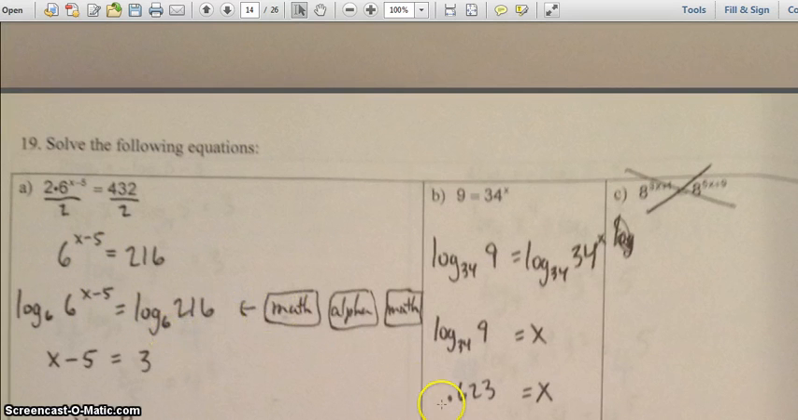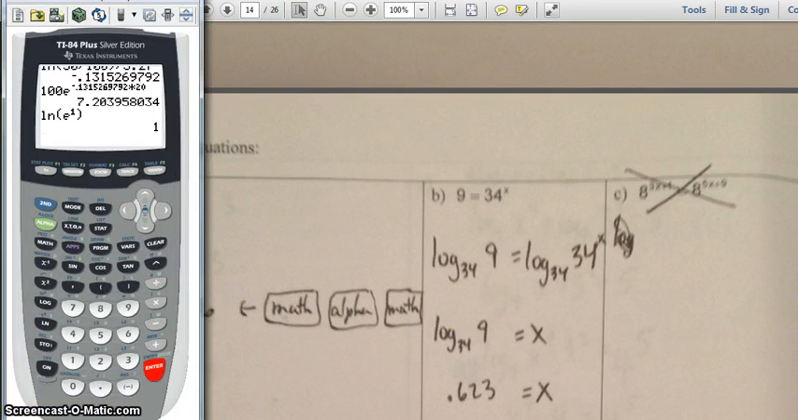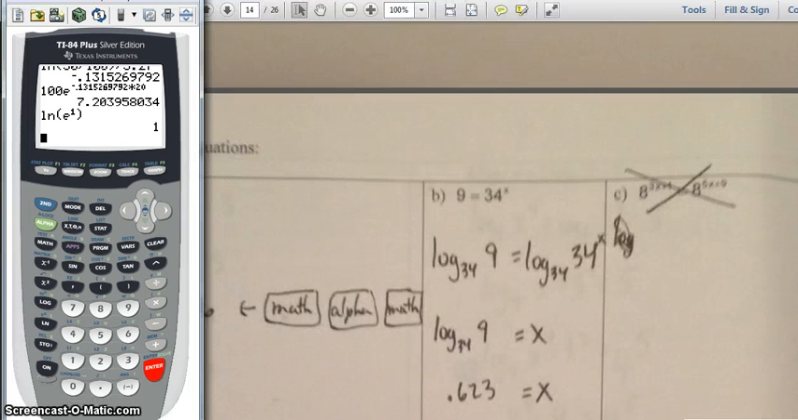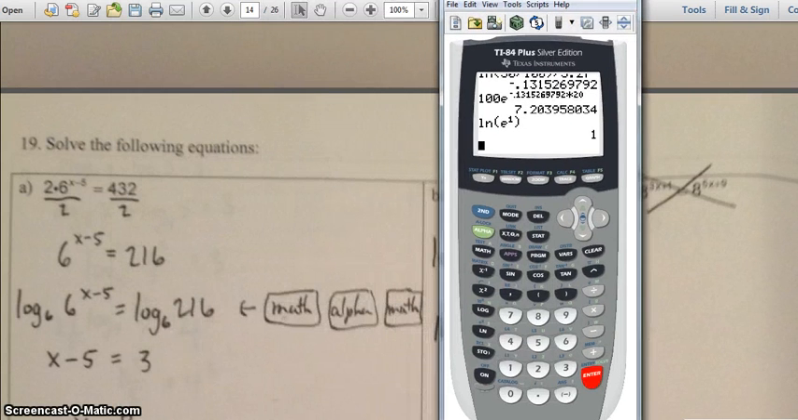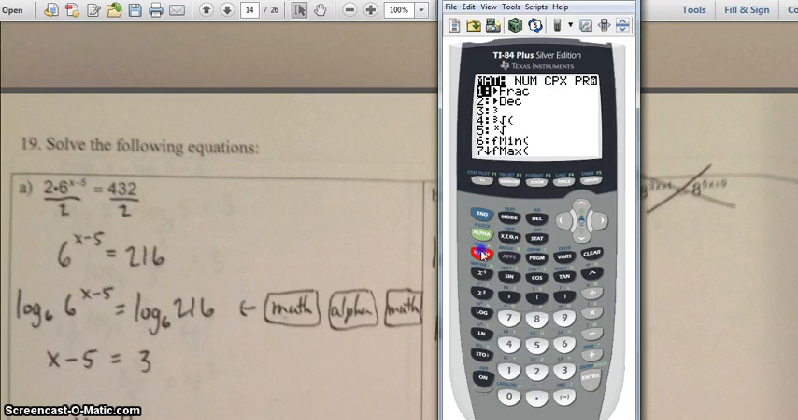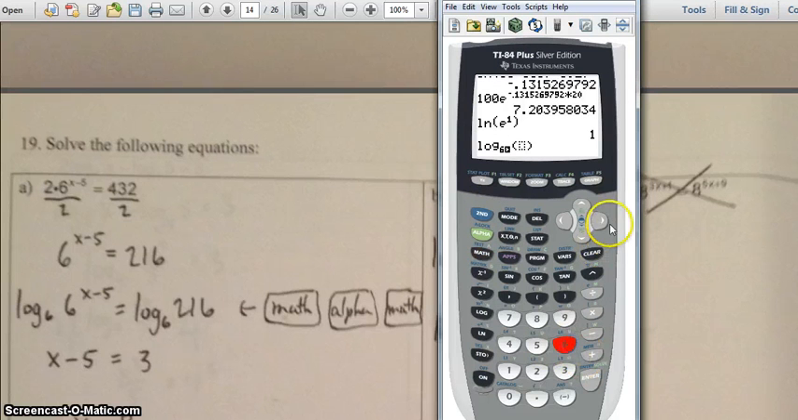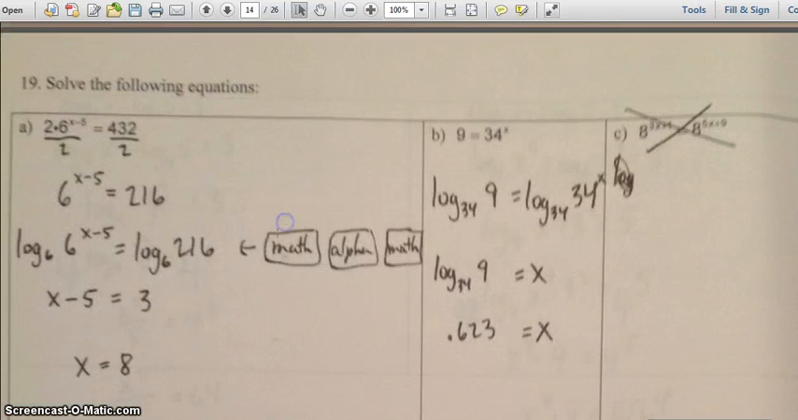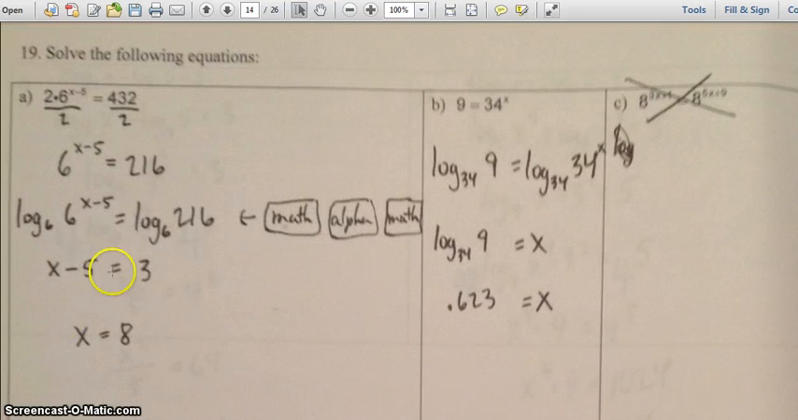And then again, to plug that in my calculator, remember we do, oops, my apologies there. We do math, alpha, math, and we simply type our numbers in, and then our calculator is going to give us an answer. And we simply set that answer equal to the exponent and then continue to solve for x. So notice here, x minus 5 equals 3, x is 8.